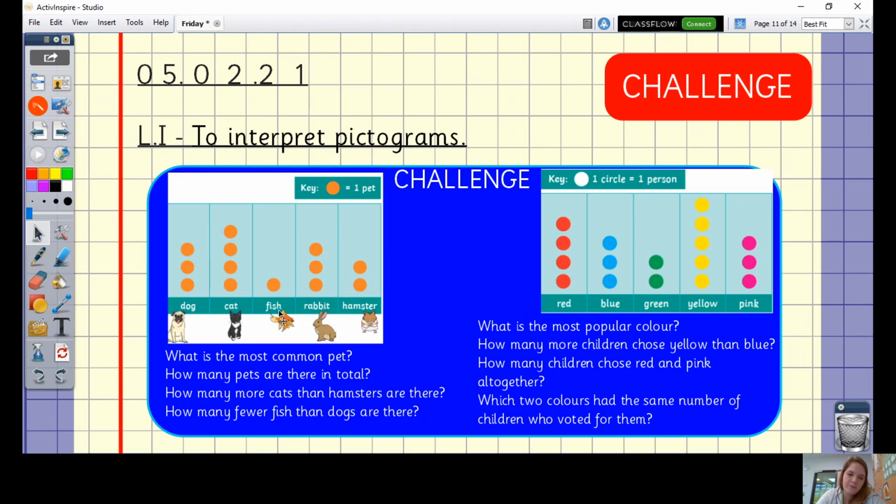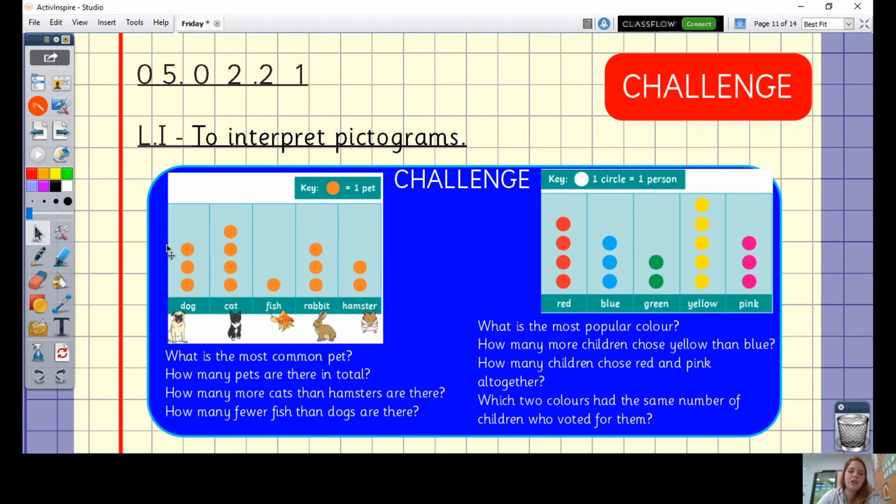One with animals. So the questions are, what is the most common pet? How many pets are there in total? How many more cats than hamsters are there? How many fewer fish than dogs are there?